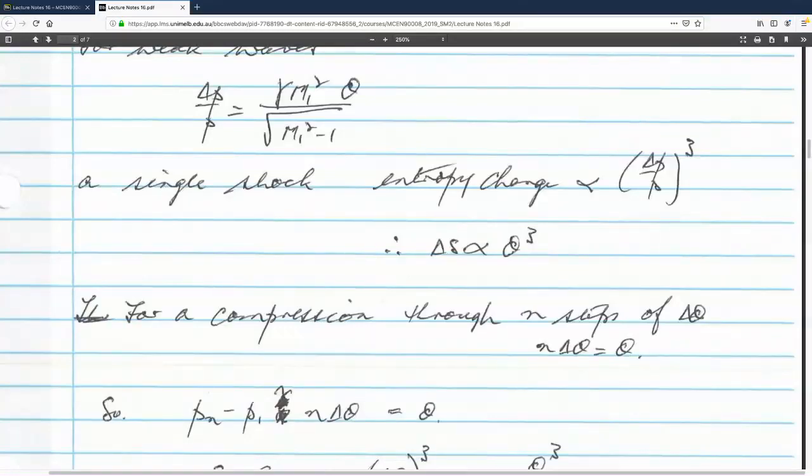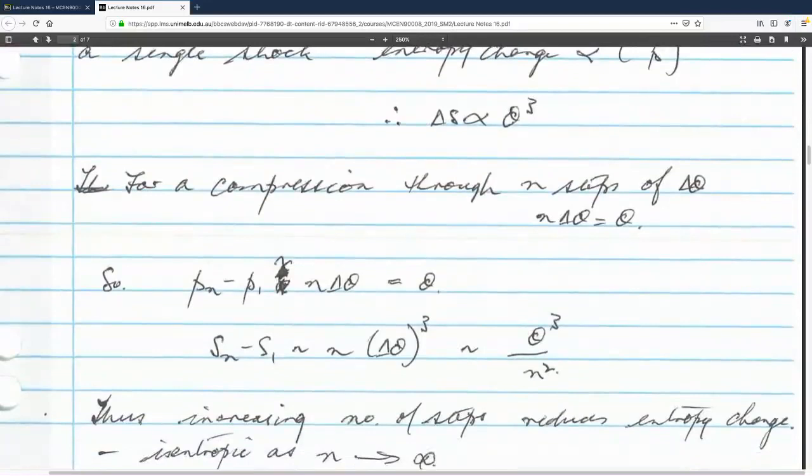So what this would mean is that after n steps of delta theta, Pn minus P1 would go like n delta theta, and then that would go like theta. So the pressure goes like theta, but what about the entropy?